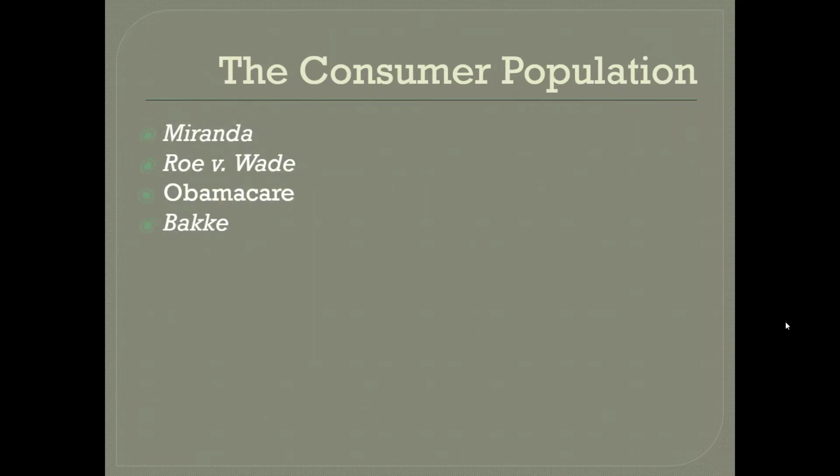Let's take a look at these 4 cases and figure out, who would the consumer population be for each of these cases. In Miranda v. Arizona, of course, the Supreme Court said that if you were arrested, you had the right to have your rights read to you. So who would the consumer population be for that? Well, it would be anybody who is arrested for a crime. And of course, the implementing population would be the police.